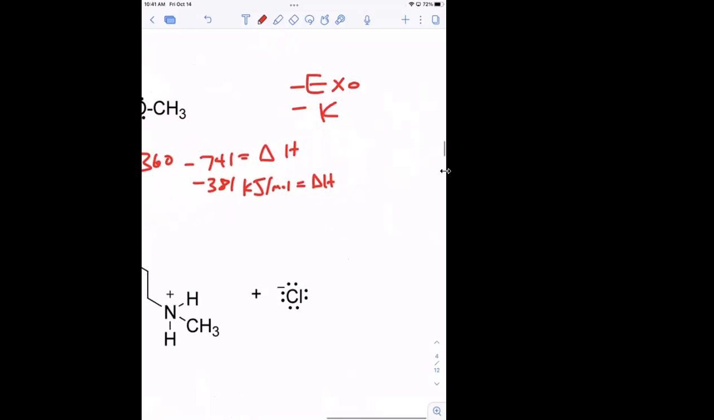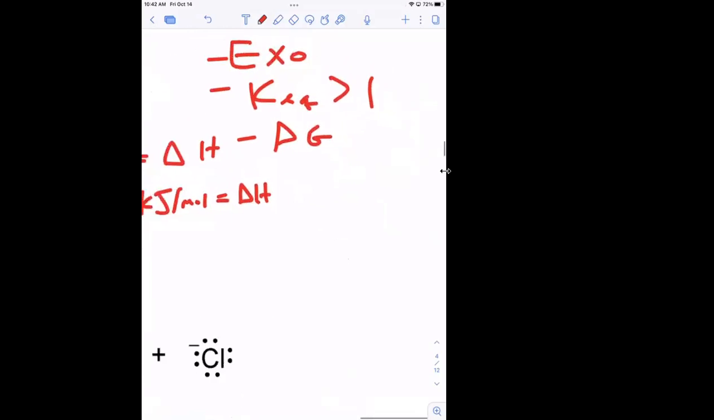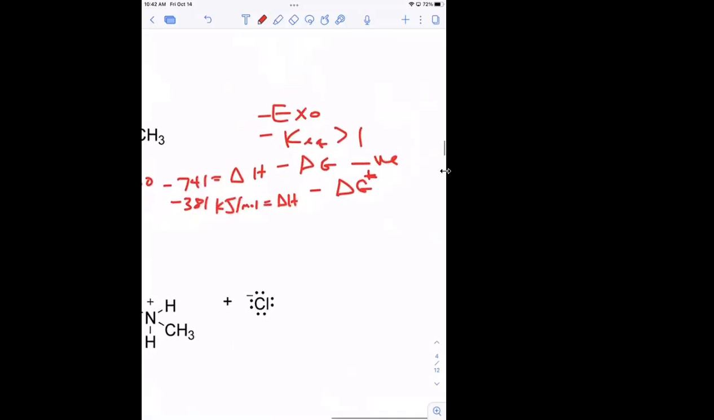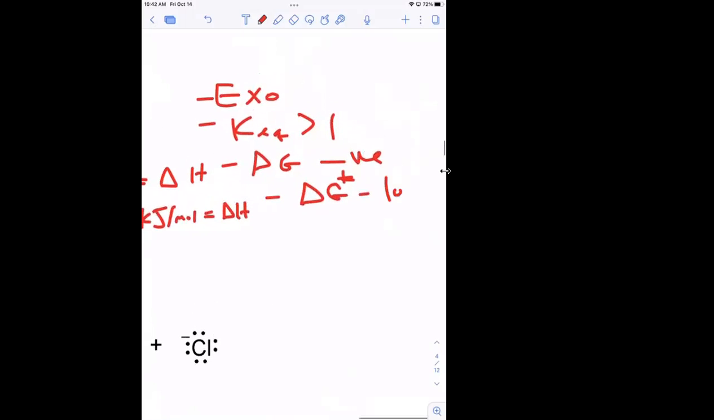What can we say about K? Is it greater or less than 1? Greater than 1. What can we say about delta G? It's negative, right? And what can we say about the activation energy? Fast reaction.